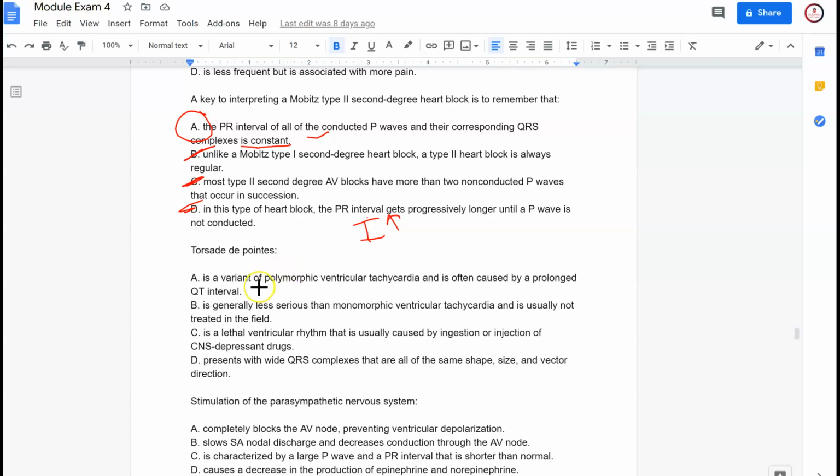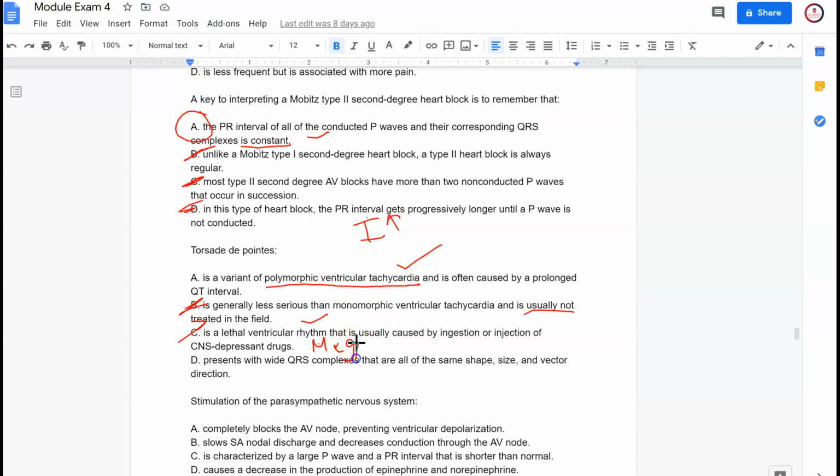Torsades de pointes, a variant of polymorphic ventricular tachycardia, often caused by a prolonged QT. So polymorphic, yeah, that's one of your buzzwords right there. Generally less serious than monomorphic. No, we treat that, and we do treat it in the field. A lethal ventricular rhythm caused by ingestion or injection of a CNS depressant drug. No, it could be caused by a number of different things. Usually it's a magnesium issue.